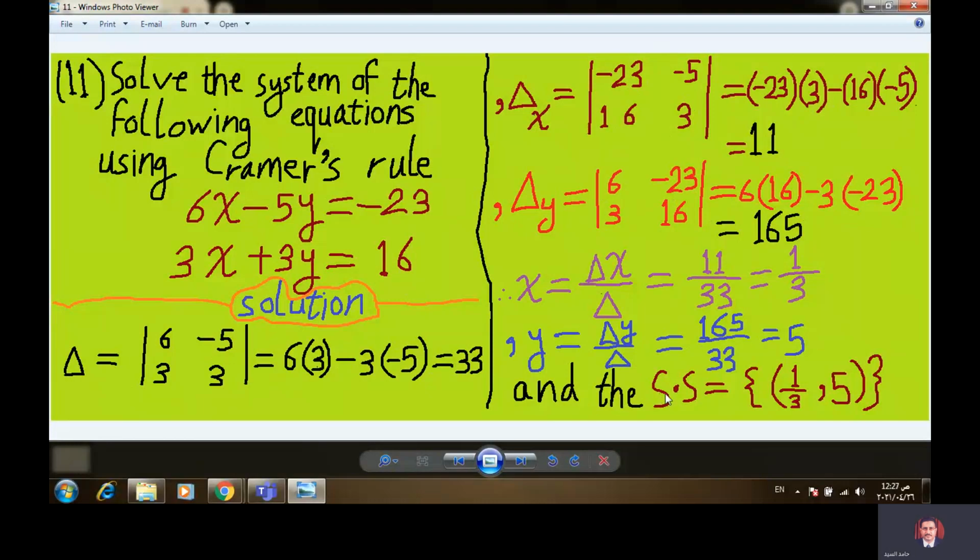And the solution set equal this set of ordered pairs, which consists of the elements 3 and 5 inside the ordered pair, which is inside also this set. The set consists of the ordered pair, which consists of 3 and 5.